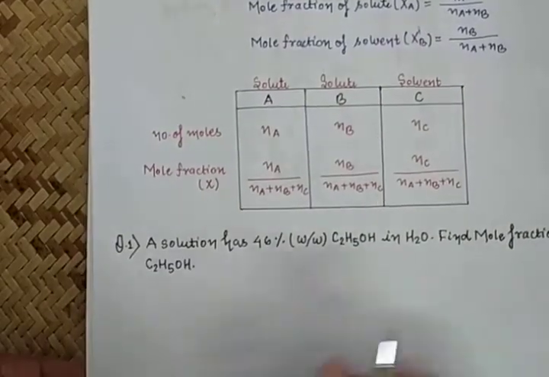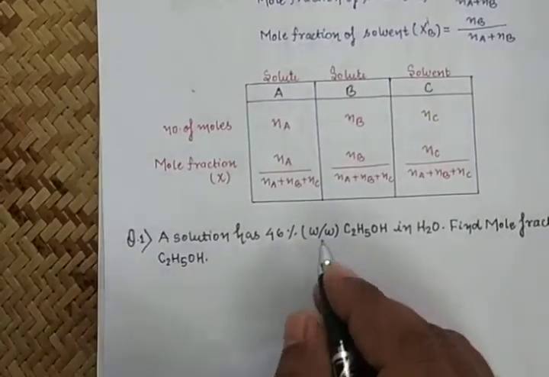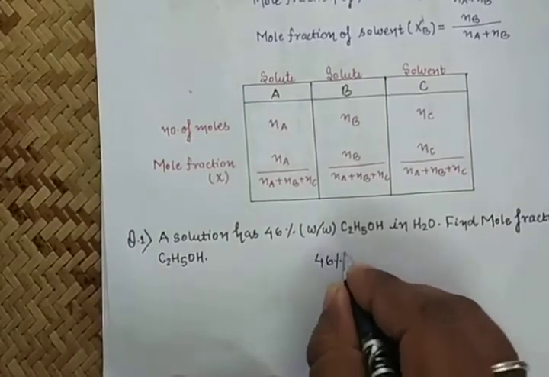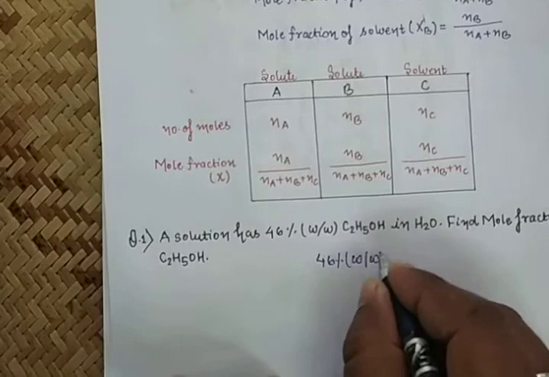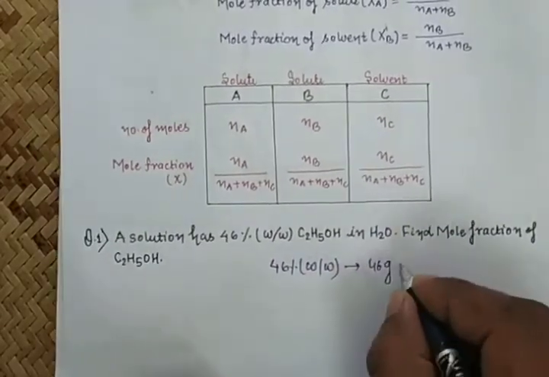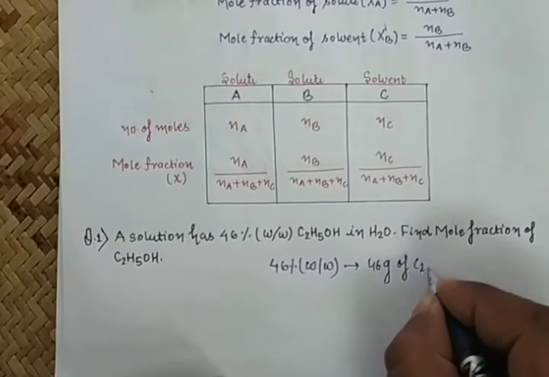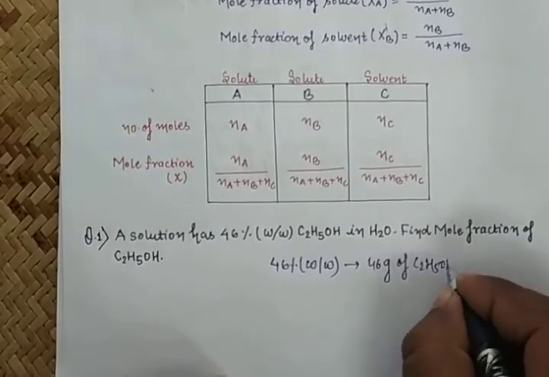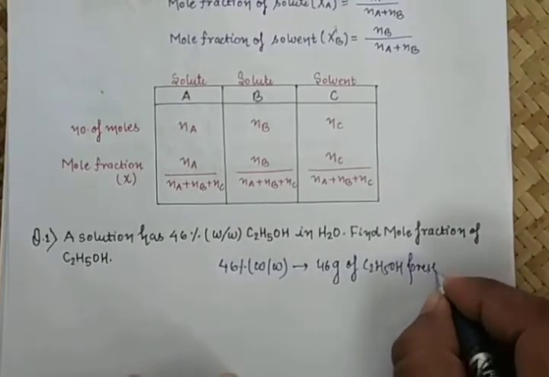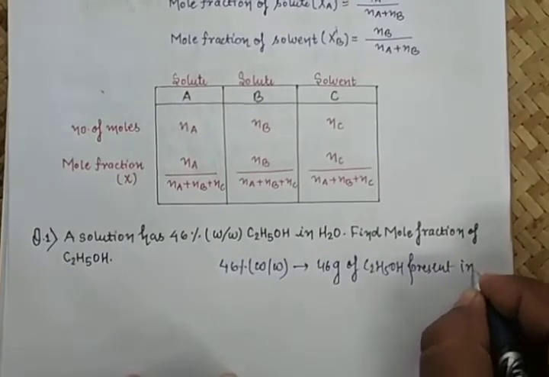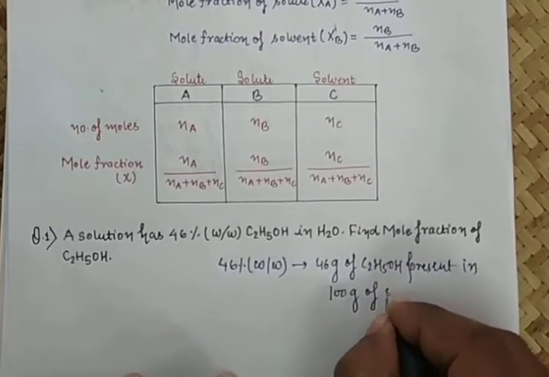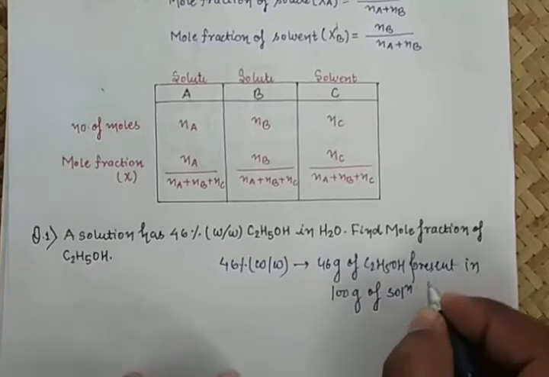Now I have a numerical. A solution has 46% W by W ethanol. So what is the meaning of 46% W by W? It means 46 gram of ethanol, C2H5OH, is present in 100 gram of solution.